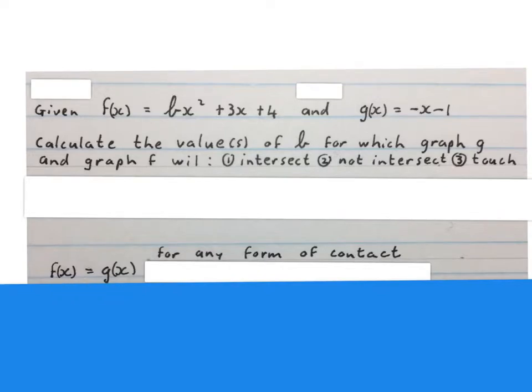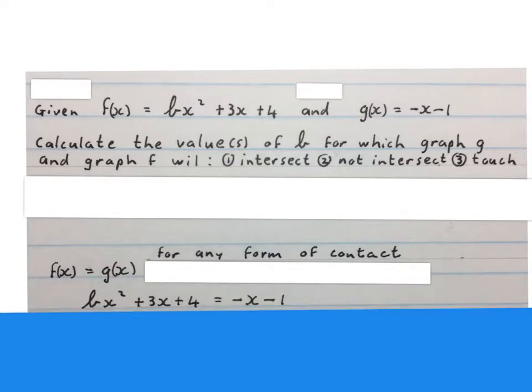Now remember, for any form of contact, intersect, touch, don't touch, we always equate the two functions to each other. So we write f of x equals g of x. So you will take the bx squared plus 3x plus 4 and equate it to minus x minus 1, like I did down here. Then we simplify this equation by taking everything to the one side and equating it to 0. This is then the equation of where the two graphs will meet or not meet.